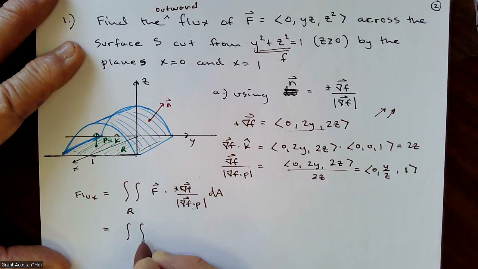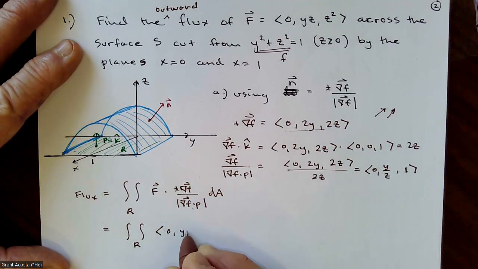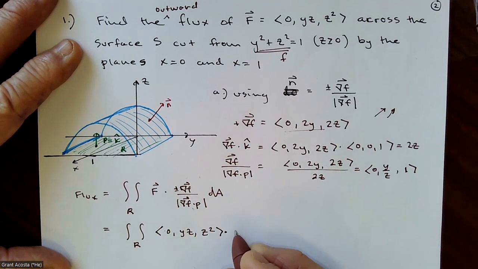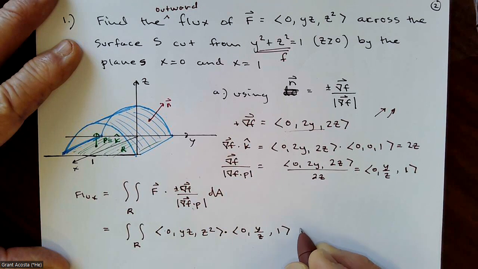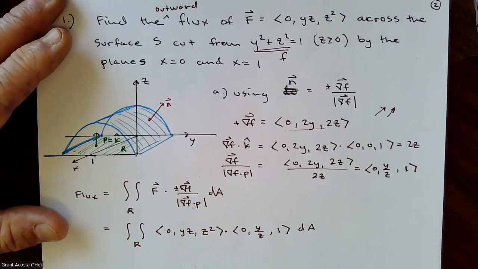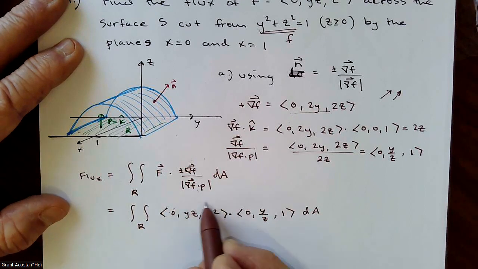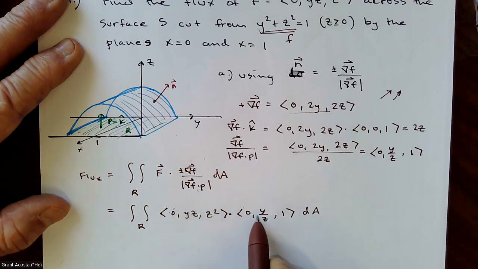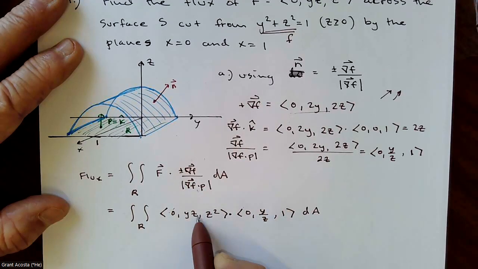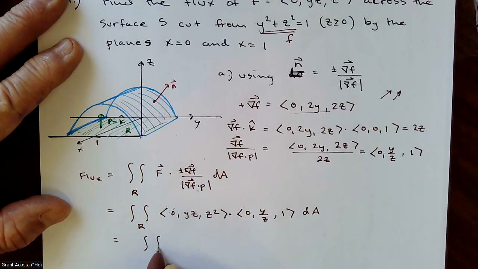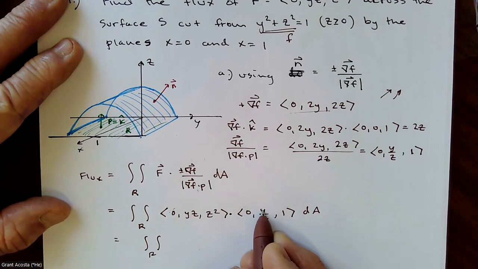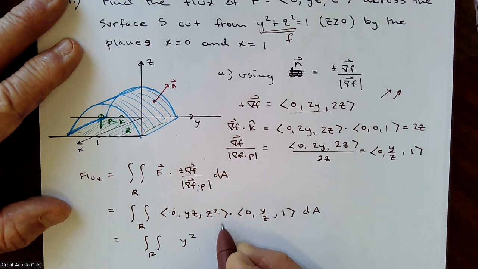Okay, so then let's bring it back to the integral. I'm going to be integrating over the region R of F, which was defined to be (0, yz, z squared), dotted with (0, y over z, 1) dA. Once we do the dot product, I get 0, yz times y over z. The z's are going to cancel, so I'm going to end up with 0, and then this is just going to be y squared, and then z squared times 1 is z squared.